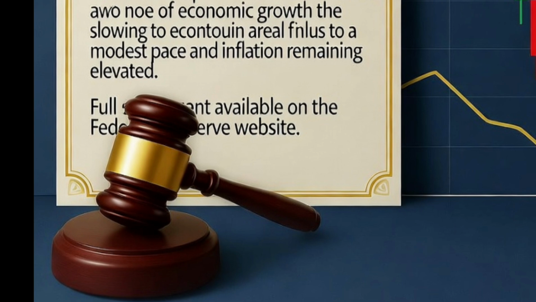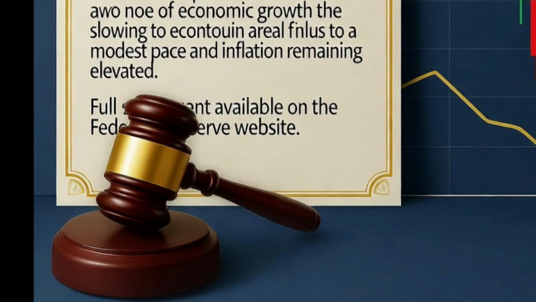Section 3. Key added language in Wednesday's statement. Now let's look at the new phrases in the Wednesday statement. These are shown in red and underlined. 1. In support of its goals and in light of the shift in the balance of risks, the committee decided to lower the target range for the federal funds rate by 1/4 percentage point to 3.75% to 4%. This emphasizes the shift in the balance of risks.